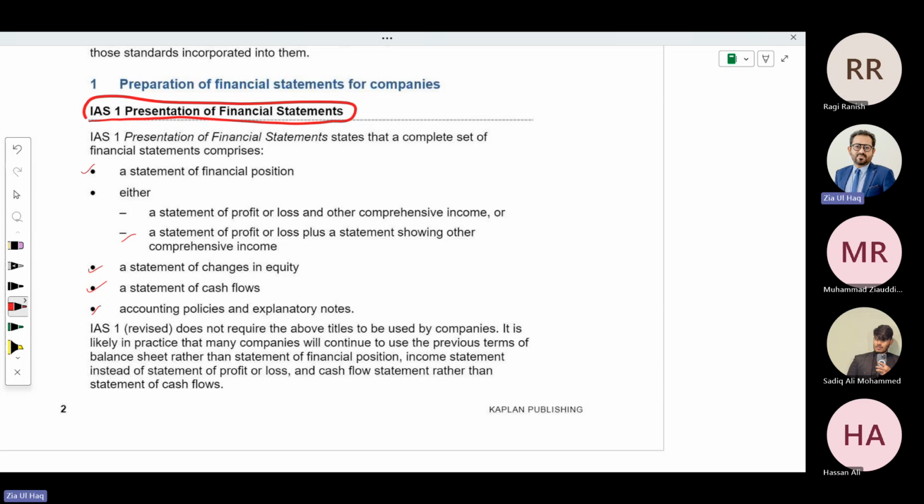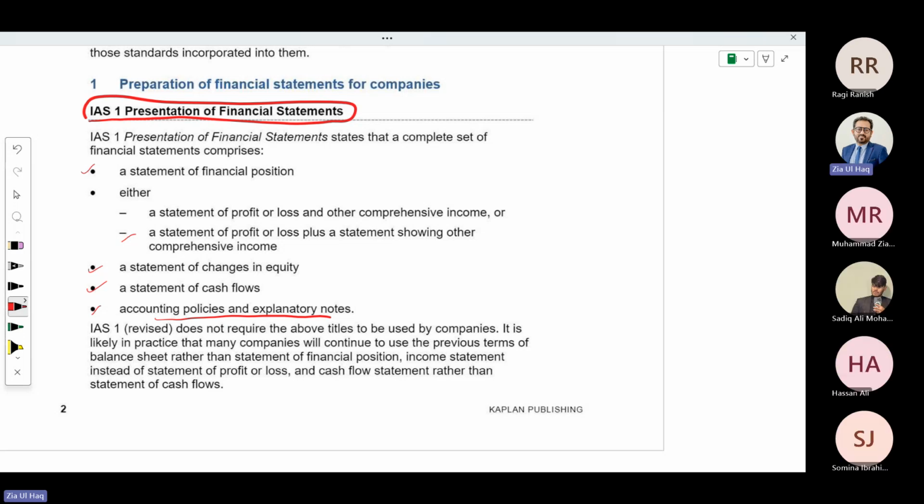Accounting policy mean if you are depreciating your asset on a straight line basis or reducing balance basis, you need to disclose here where in the notes to the accounts. How you have calculated the depreciation, what is the rate of the depreciation, you have to disclose where notes to the accounts.